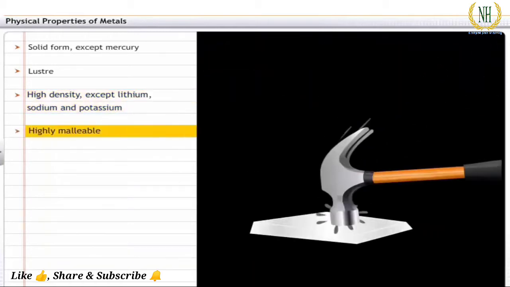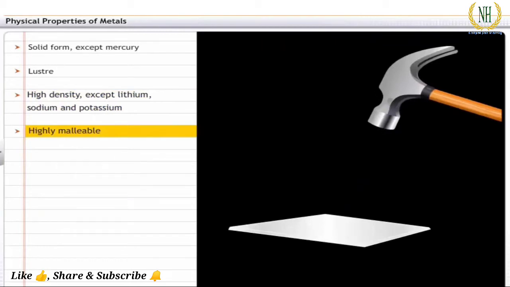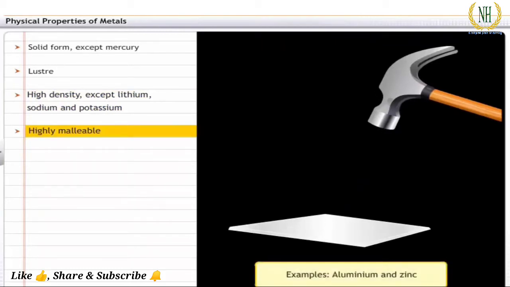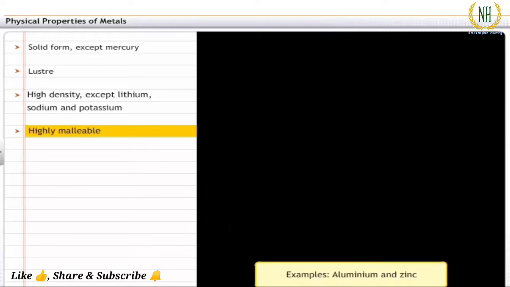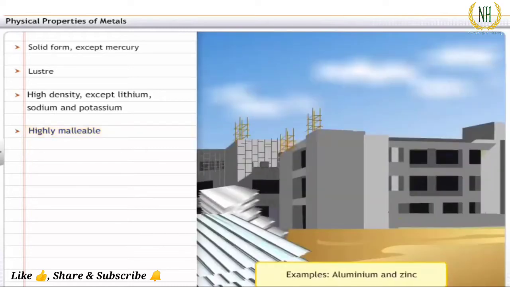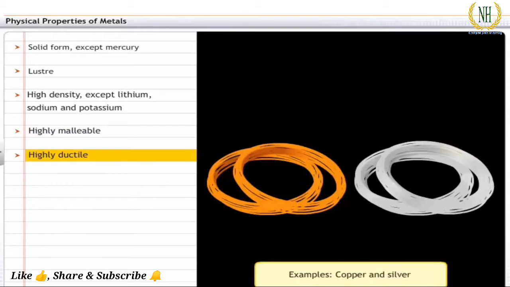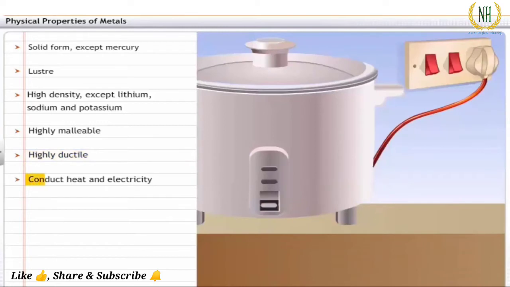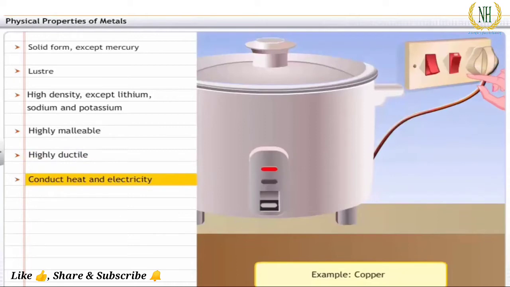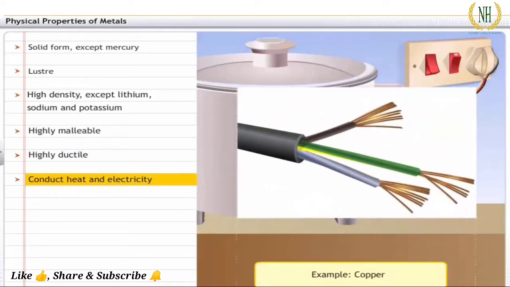Metals are highly malleable and can be beaten into thin sheets. For example, aluminium and zinc can be rolled into thin sheets. This property makes them suitable for use in various industries like construction and manufacturing. Metals are highly ductile and can be drawn into wires. For example, copper and silver can be drawn into thin wires. Metals are good conductors of heat and electricity. Copper wires are commonly used in electrical cables because of this property.